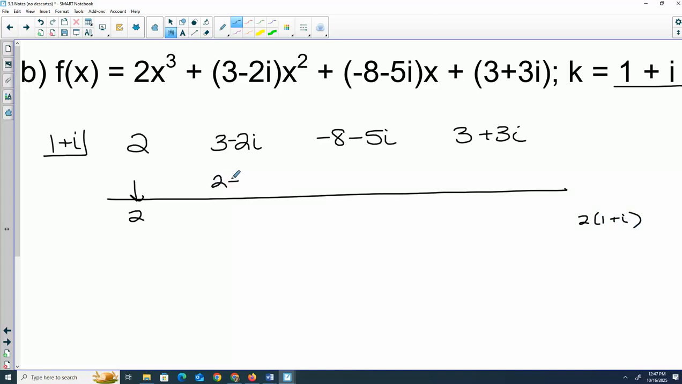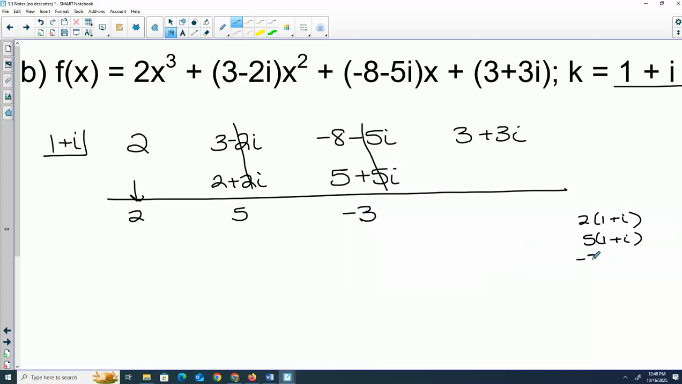When I take 2 times my 1 plus i, what does that give me? 2 plus 2i. Look how nice this is. What happens? The i's cancel and I get 5. So now I have to take 5 times my 1 plus i. And what do we get? 5 plus 5i. And, lucky us, they cancel again. So we add and we get negative 3.